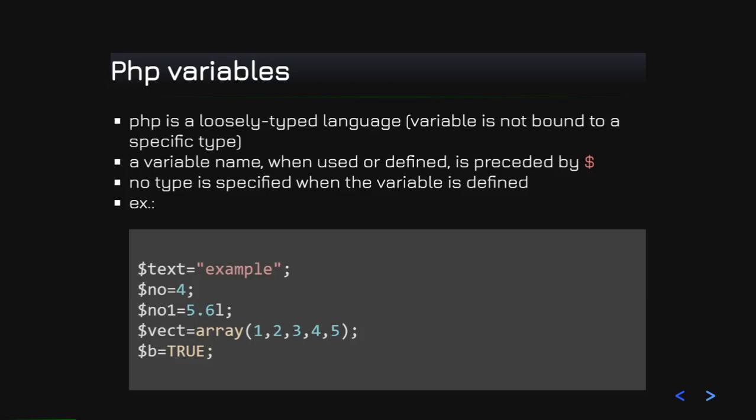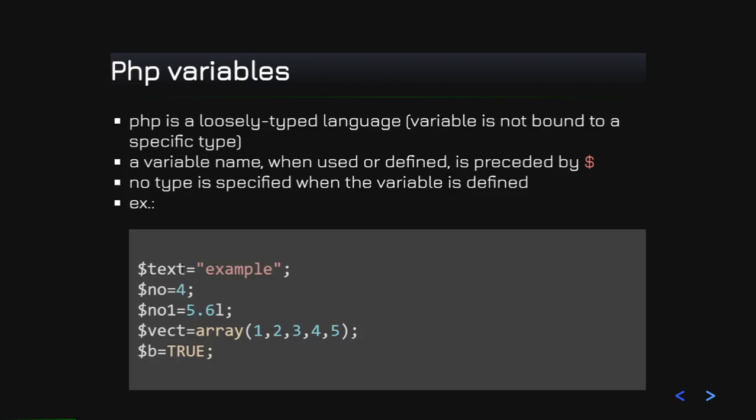Something very notable is the fact that a variable name, whether it is defined or when we use it, needs to be preceded by the $ sign. So this is very specific to PHP. And of course, there's no type required, or there's no type specified when the variable is defined. We see here some examples.